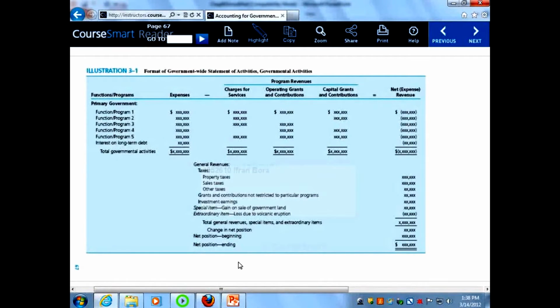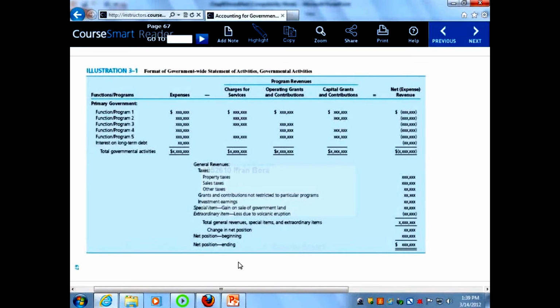Okay? And notice the format of the statement. The format shows the expenses minus the program revenues, or for lack of a better word, direct revenues. Revenues which are directly attributable to the function itself, be it charges for services, be it a grant specifically for that function itself. So the format is expenses minus program revenues equals the net. And then look at the general revenues that go at the bottom. You'll always see taxes, okay? The taxes are always shown as general revenues.